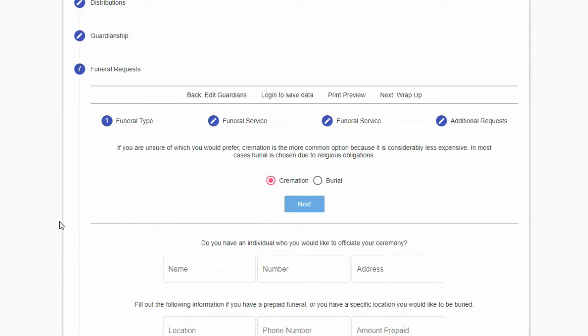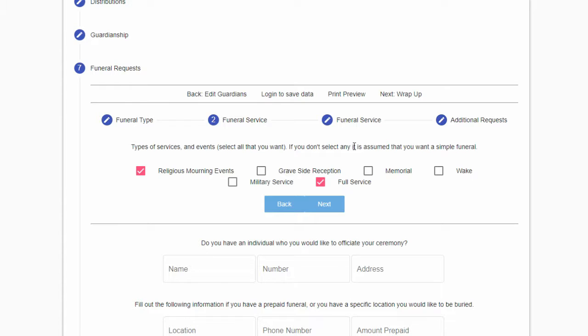The next section is going to be your funeral request. This is where you're going to outline any requests you have for your funeral, any choices along those lines. So selecting between cremation and burial, pretty important. These are types of services and specific things you might want to have associated with your funeral. So if you want to have a wake, a memorial, things along those lines, you can choose whichever one you want. If you have specific religious mourning events that you want, this just gives information to your family about the kind of things that you want to have happen when you pass away, so that they're more informed and know what they should be doing, or giving them sort of better guidelines on what you might have wanted.